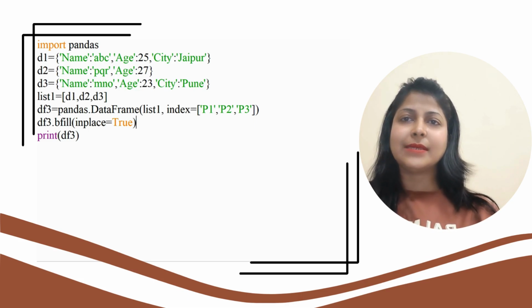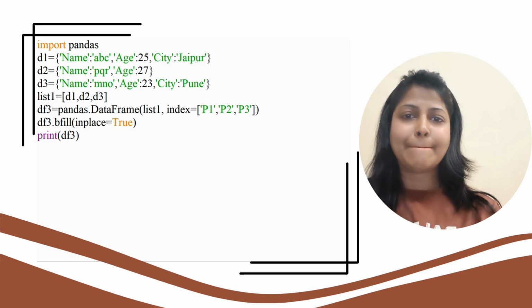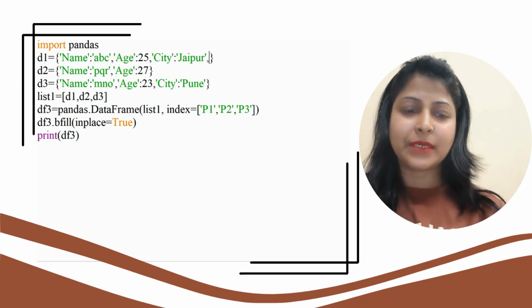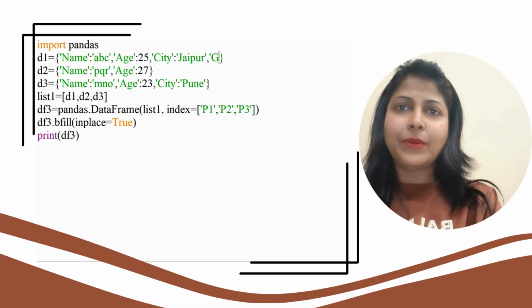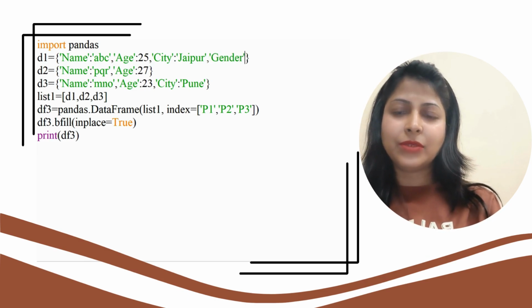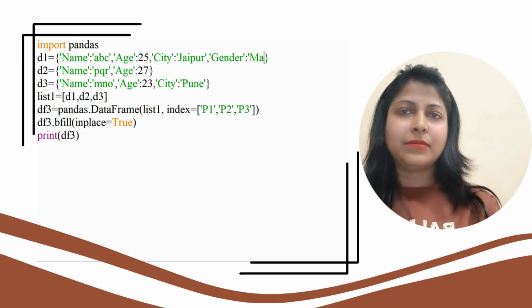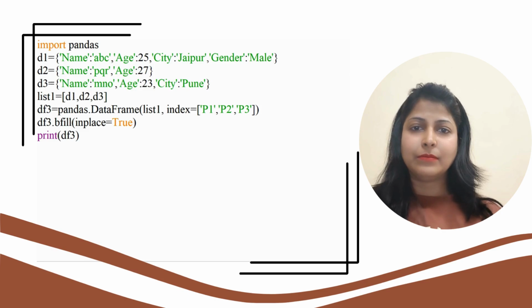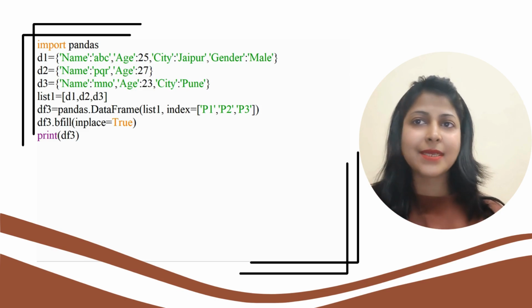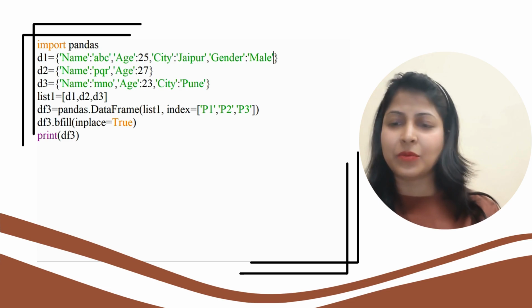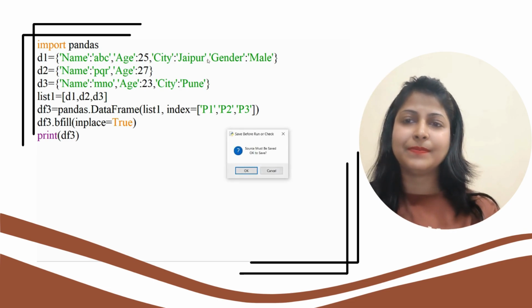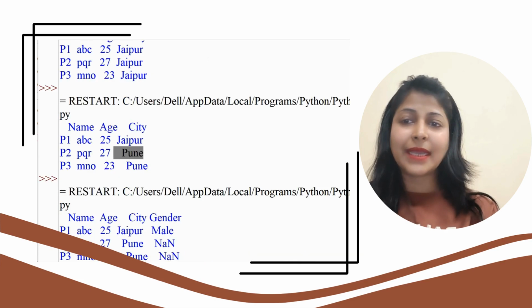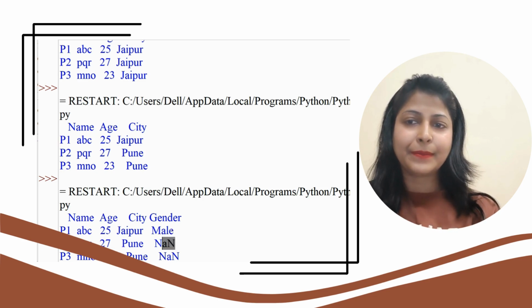Another variation is that if I add here the gender, right? Let me take one more column, gender as male, right? And this gender element is missing in the rest of my dictionary. Then what will happen? Let's check it out. It is there, right? So gender column male is written over here, and then these are filled with nan, right?